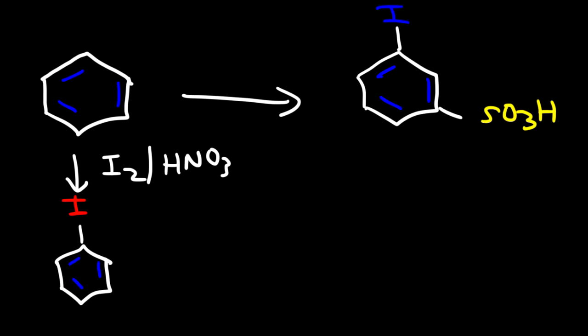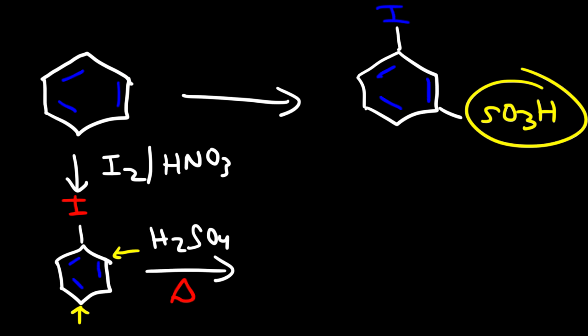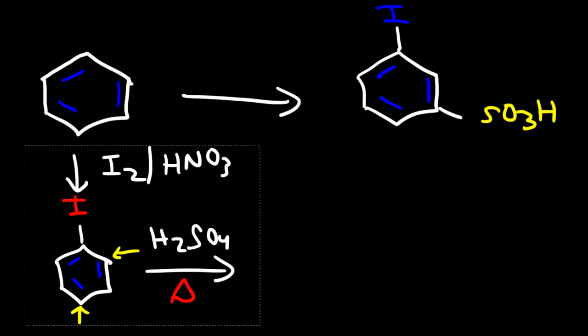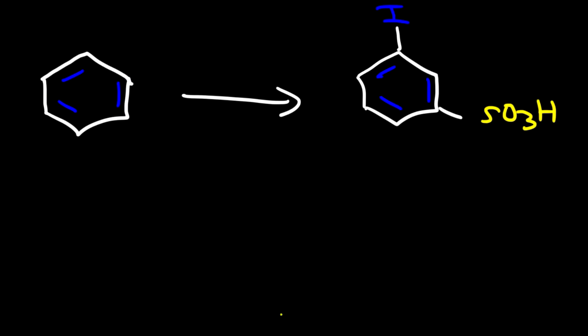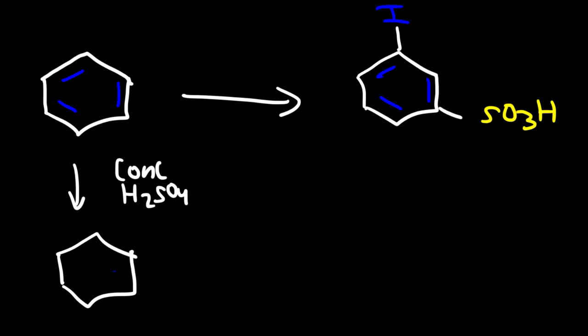Now, iodine is an ortho para director. So once we react this with concentrated sulfuric acid, and once we heat it, the SO3H group will go in the ortho position or in the para position, but it won't go in a meta position. So the order in which we use the reagents matters. So we don't want to use iodine in the first step. Rather, in the first step, we want to use concentrated sulfuric acid with heat. So we can place that group anywhere. So we're going to put it here.